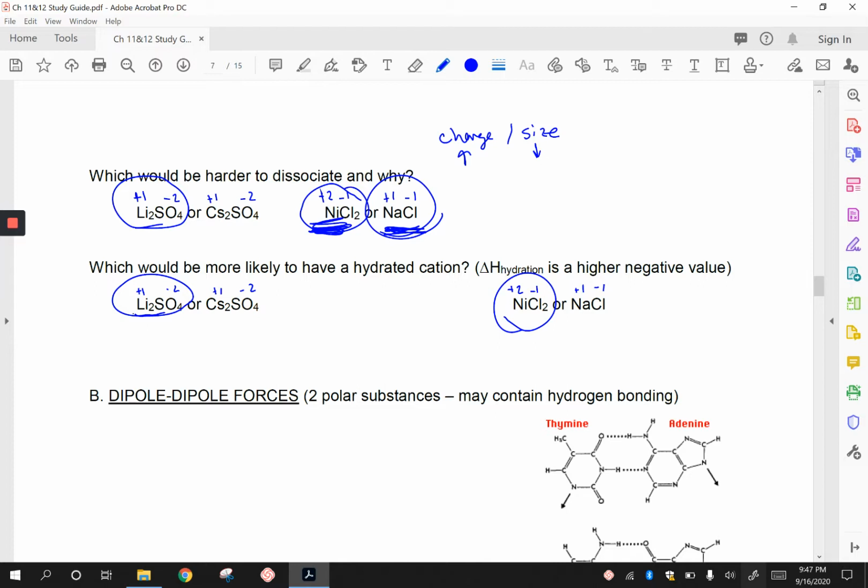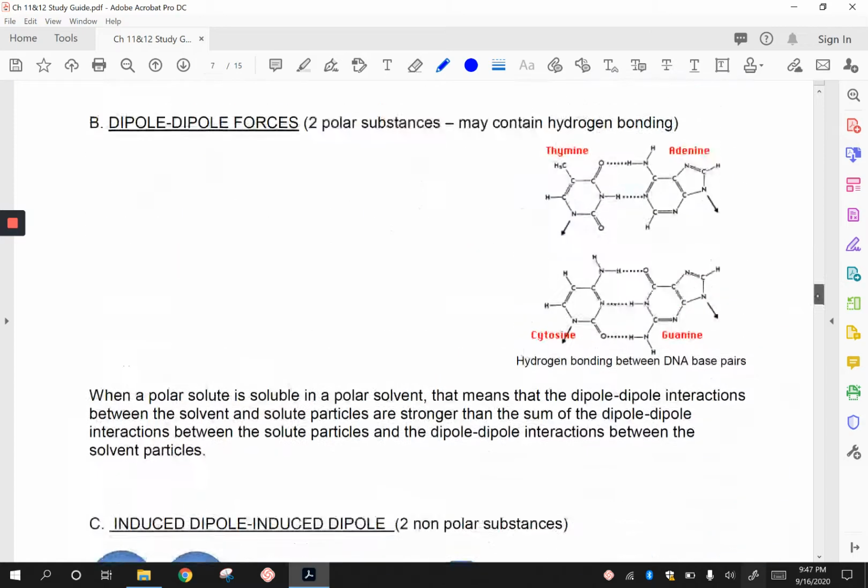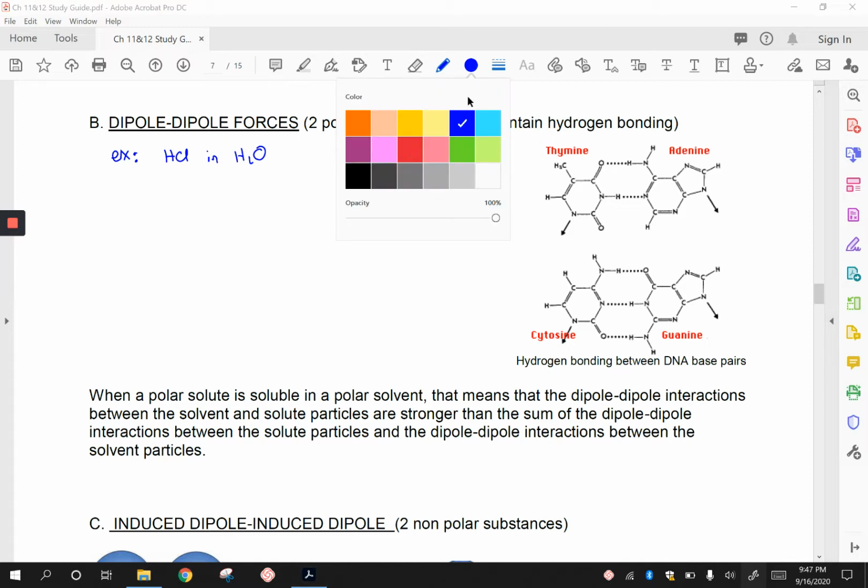Okay, so that is when you have an ion dissolving in a polar substance, like NaCl in water. What if you have two polar substances mixing together? So we would call that dipole forces. So an example of that would be HCl in water, right? So both of these are polar, so we'd call the interaction between them dipole-dipole. So let's look at what that would look like.